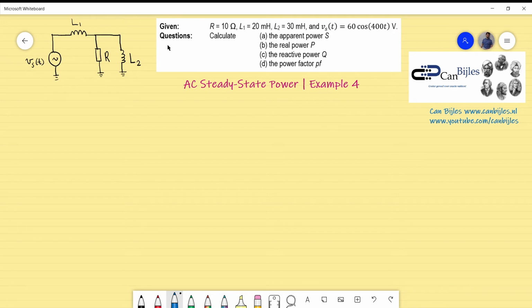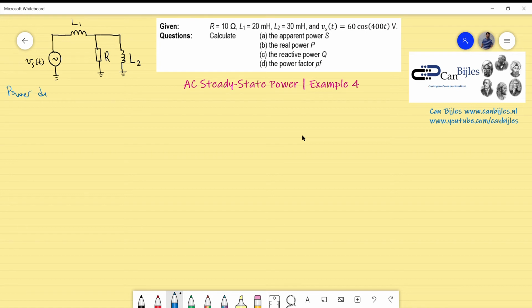And we would like to calculate again four parameters, which are the apparent power S, the real power P, the reactive power Q, and also the power factor for the complete circuit. Now, as we know from the previous examples, we start with drawing the power diagram that will allow us to see where we are heading. That will also illustrate this concept in more detail. So I will also do that here very briefly.